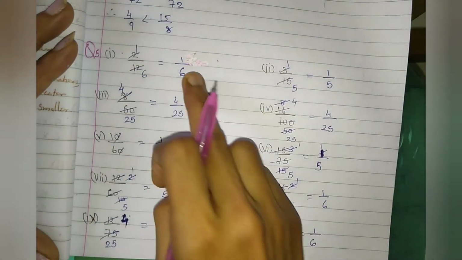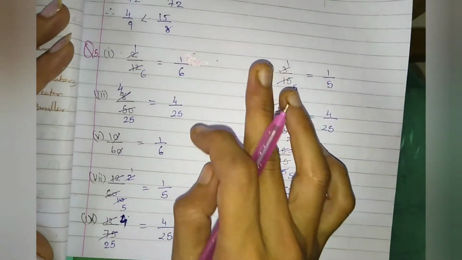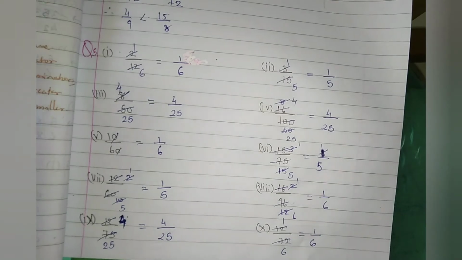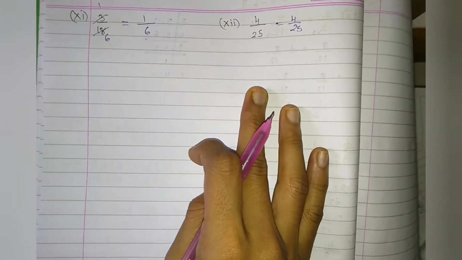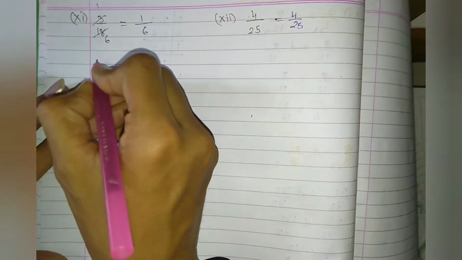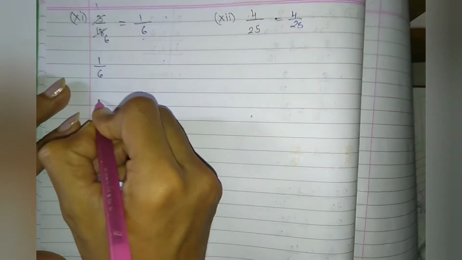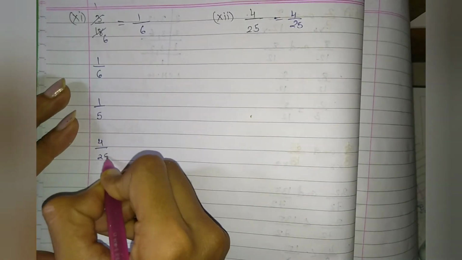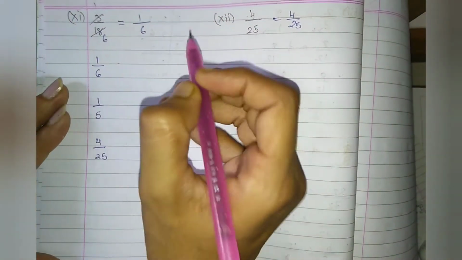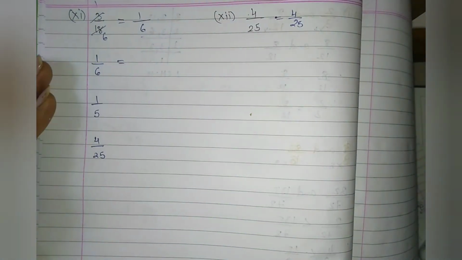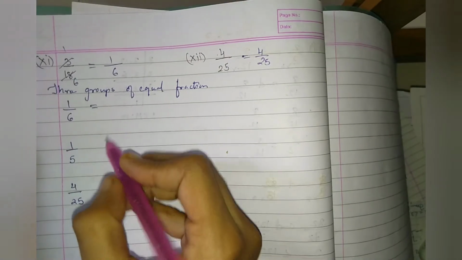Now whichever are included in 1 upon 6, we'll write that first. In the question it is also written that there are three categories, so the three categories we got are 1 upon 6, 1 upon 5 and 4 upon 25. Now whichever are included in each, just write them down. The question says three groups of equal fractions.